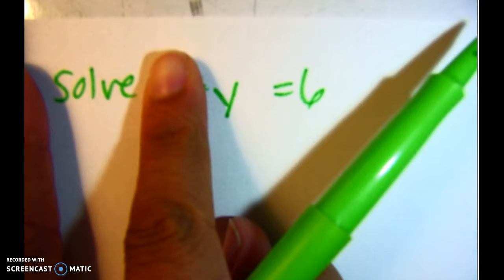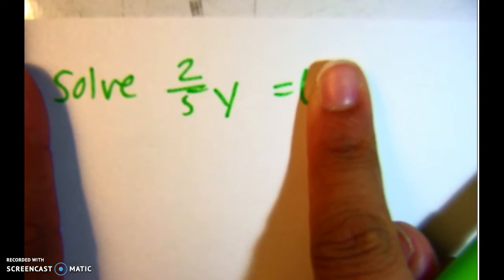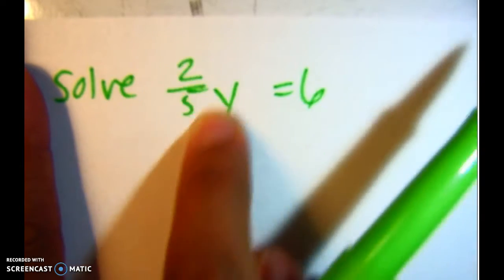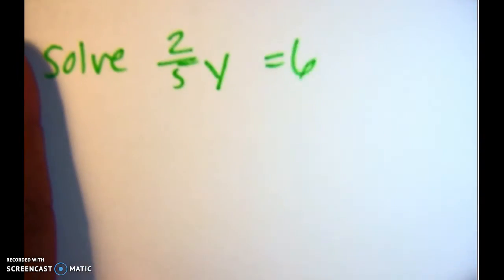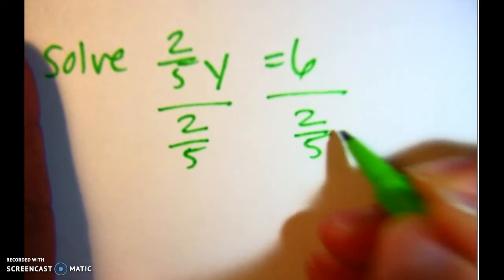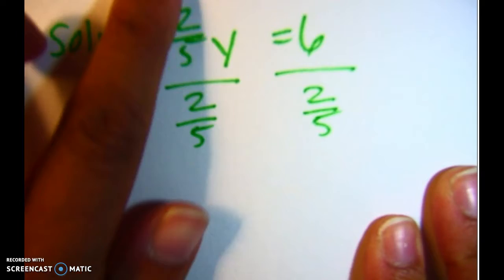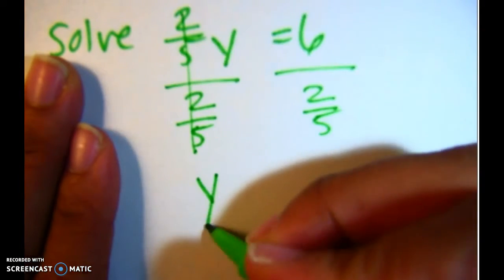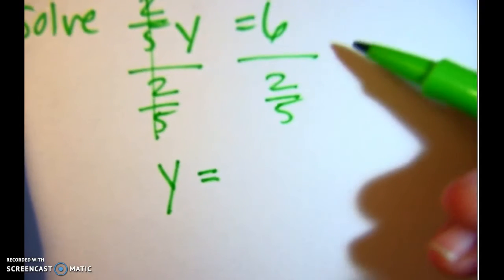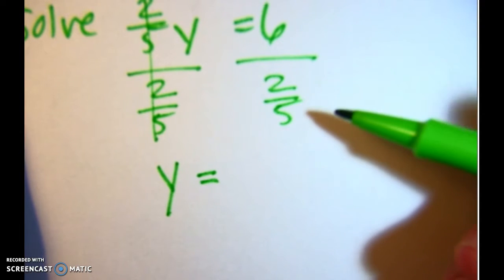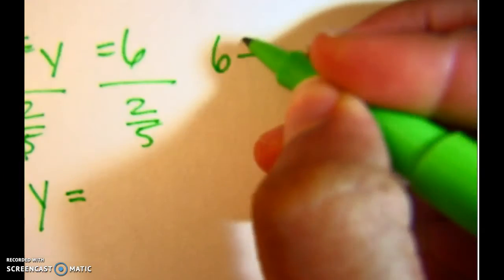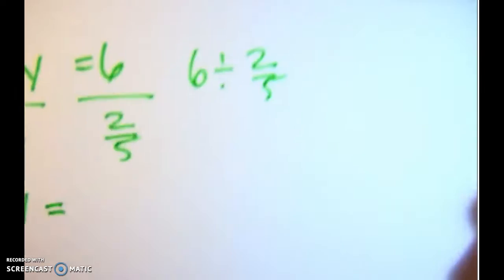So if I want to get y by itself, if I want to move this to the other side, which I do, so I can figure out what it equals, I have to undo multiplying. So you undo multiplying by dividing. And anything divided by itself is 1. So I have 1y. I'm not going to write the 1 because I know that there's an imaginary 1 there. And then to solve this part, I need to do 6 divided by 2/5. Well, it's easy for me to write it out like this. 6 divided by 2 over 5.